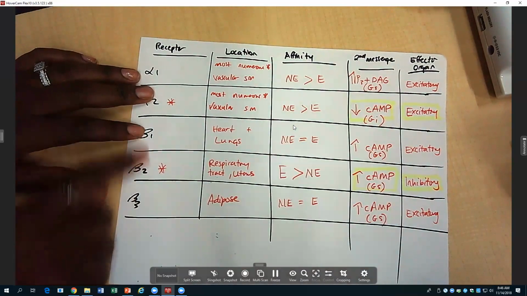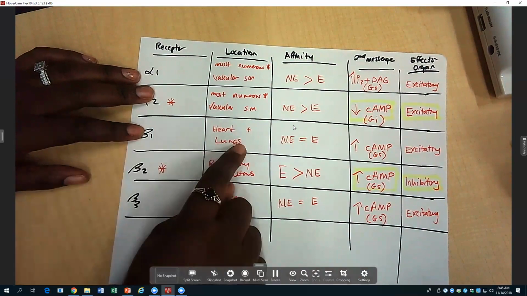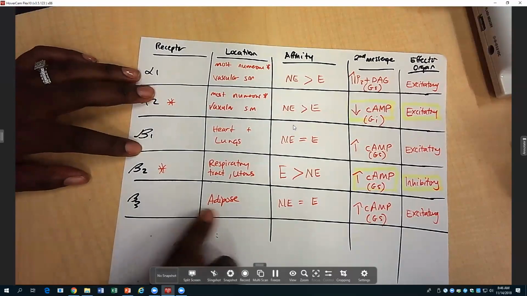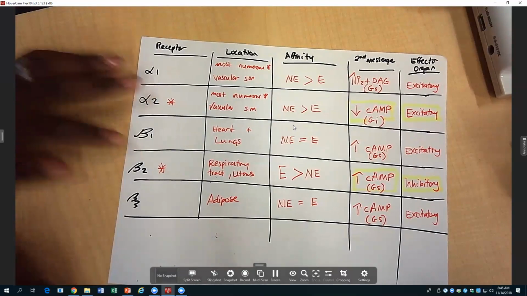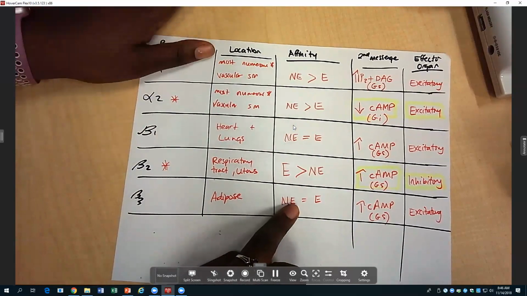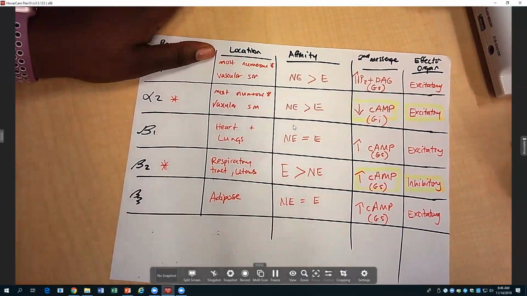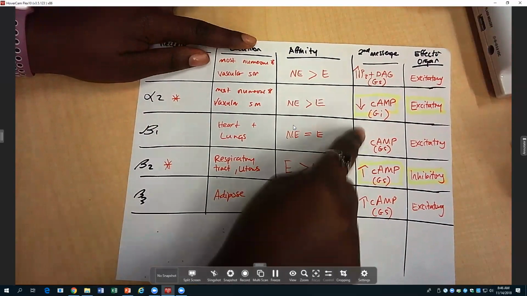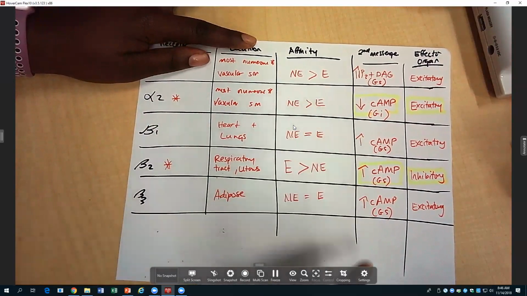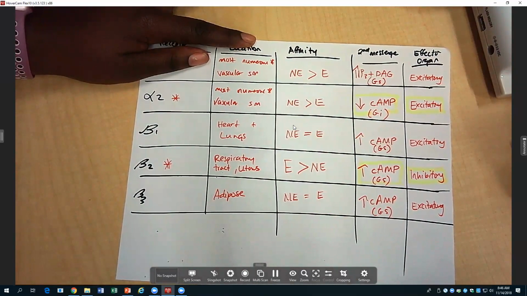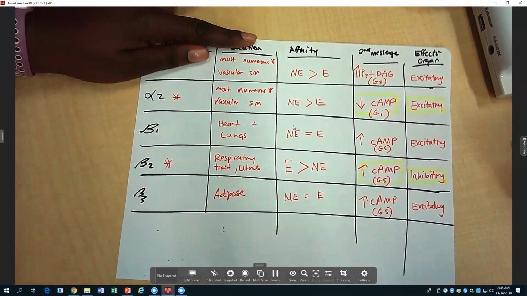When we look at the beta receptors, okay, beta-1 was in the heart and lungs, beta-2 was in the respiratory tract and the uterus, beta-3 was on adipose tissue. We said beta-1 and 3 had equal affinities for norepinephrine and epinephrine, whereas beta-2 preferred epinephrine over norepinephrine. Now, all 3 of these receptors have the same second messenger. It's going to be cyclic AMP, and we looked at that cascade of events where it activates adenylate cyclase, increases the production of cyclic AMP, and brings about a cellular response.